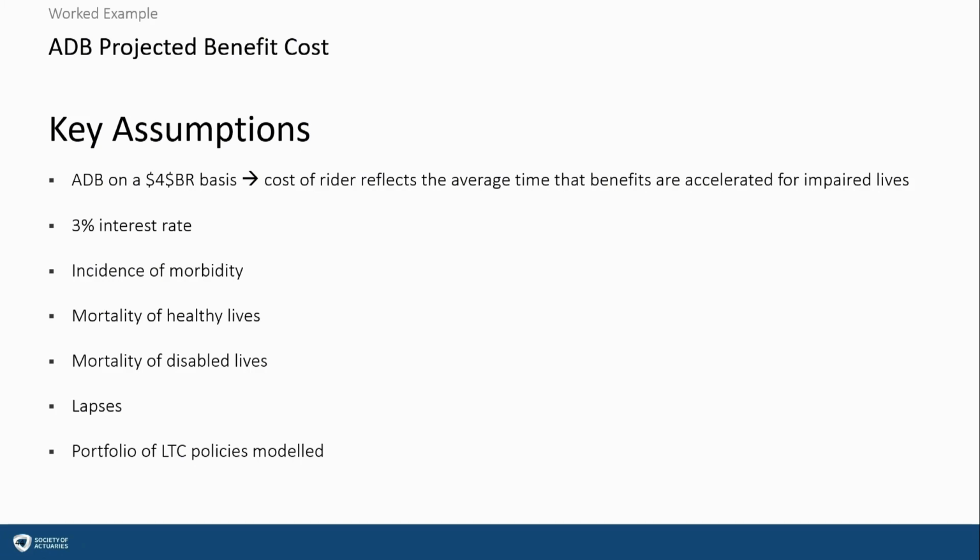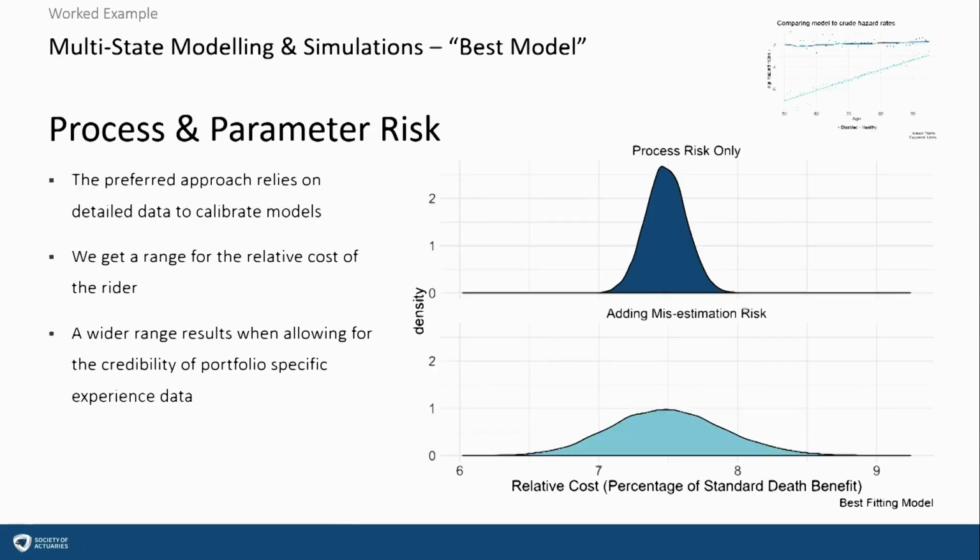As I've shown, we've derived incidence for morbidity. We've looked at mortality for healthy and impaired lives. We've derived a lapse assumption, and it's all based on that portfolio of long-term care lives that I've shown you, so roughly 10,000 lives.